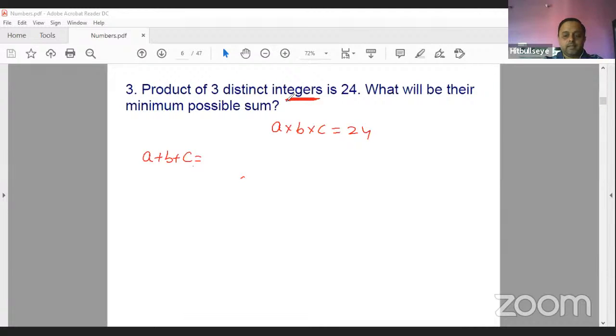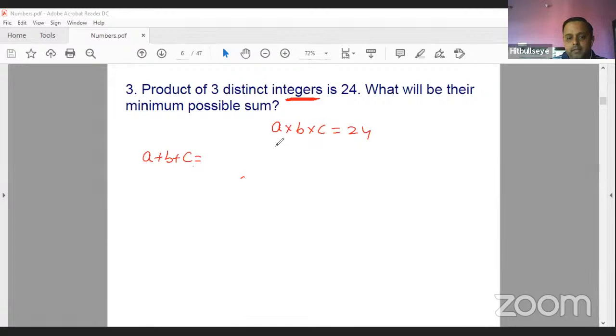But in that case, the product will be negative. If you take all three numbers negative, the product will be negative. A into B into C should be 24. The product is positive. That means you can at most take two numbers negative among A, B, C. You cannot take all three negative. One of them will be positive definitely.